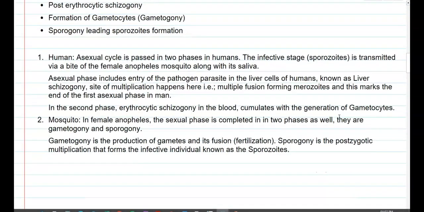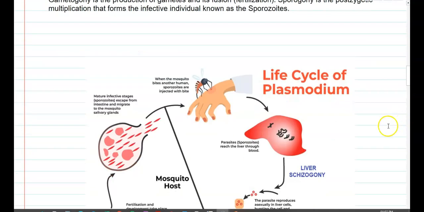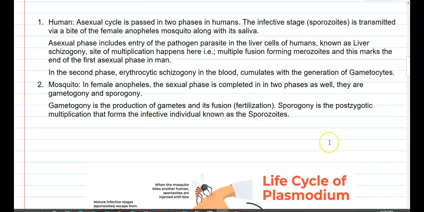The infective stage, that is sporozoites, are transmitted mainly during the biting of a female Anopheles mosquito along with its saliva, and could reach into the human blood system and get collected further in the liver cells. So in the liver cells, they undergo a lot of multiplication that results by multiple fusion among the cells. It's an asexual phase of multiplication.